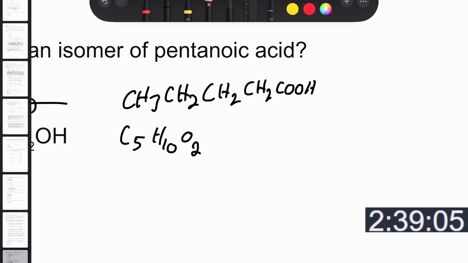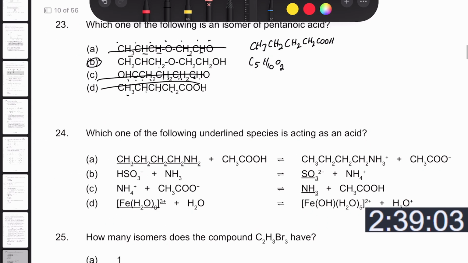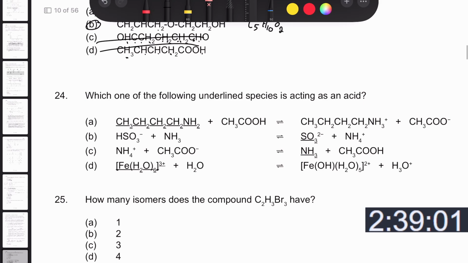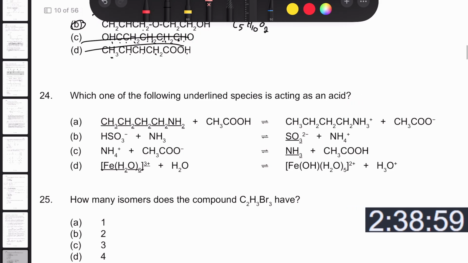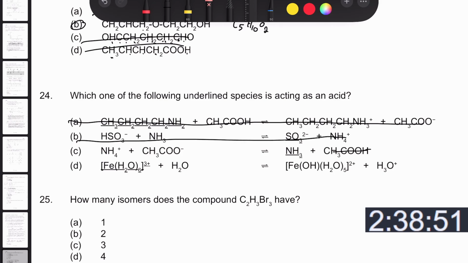CH2. That's 5, 10. Which of the following underlined species is acting as an acid? That one is accepting, so no. That is accepting, so no. That is accepting, so no. And then this is donating to the H2O, so yes.